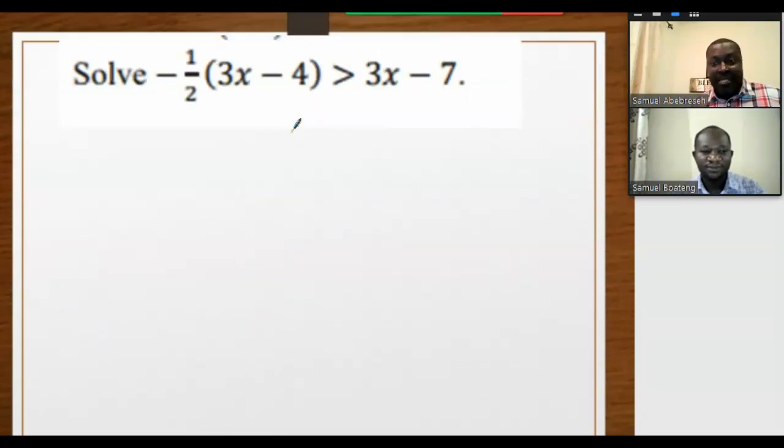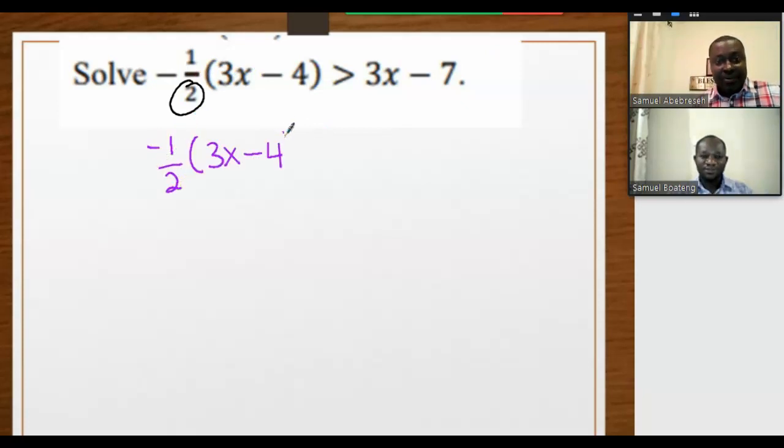So here we have been asked to solve for x. In this question, they didn't ask us to illustrate it on the number line. But here we realize that we have a fraction in it. To get rid of that fraction, we need the LCM. So here it's only 2. So we are going to multiply every single term by 2. Let me rewrite the question, which is -1.5. We rewrite it.